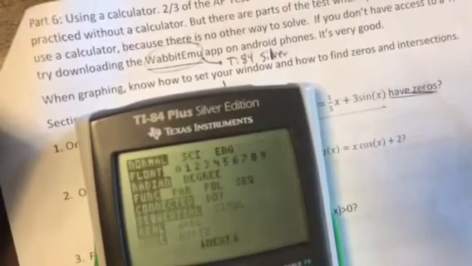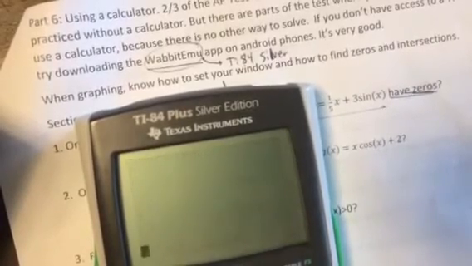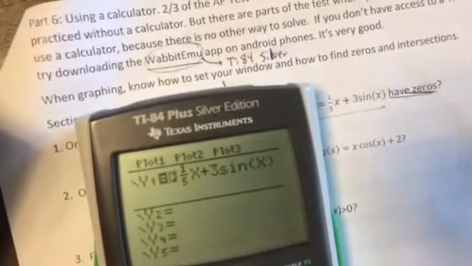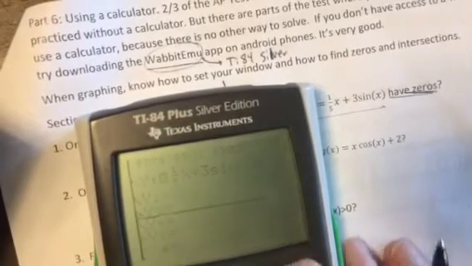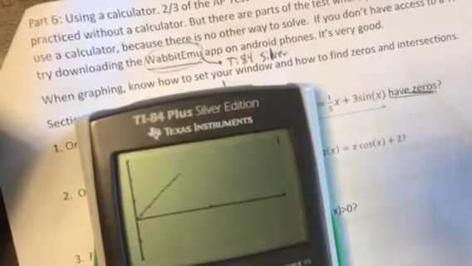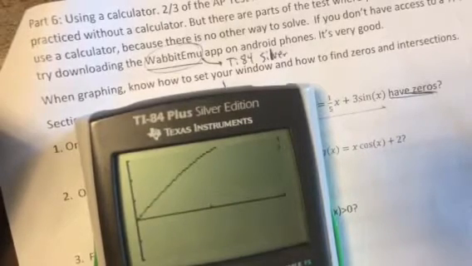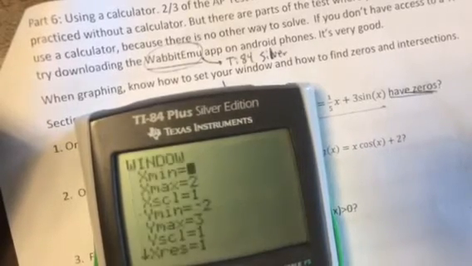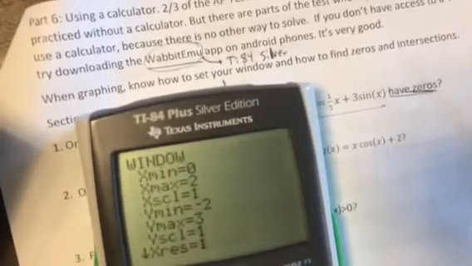I'm going to make sure my mode is in radian mode. Always in calculus we will be in radian mode. In physics we use degrees, but in calculus we use radians. And I'm going to graph it. Now, there's a trick to speed up your calculator. I'm going to press Window and make the x resolution equal to 2.